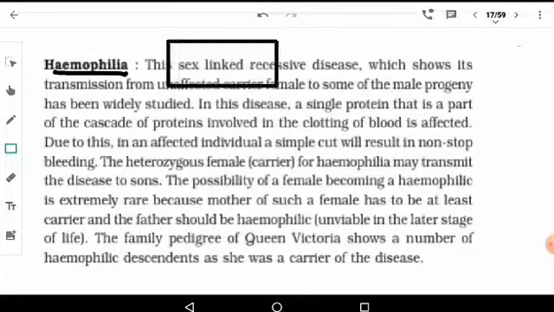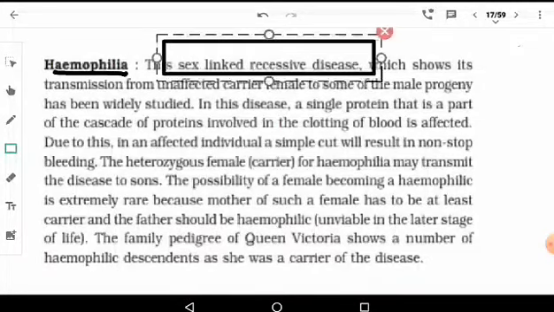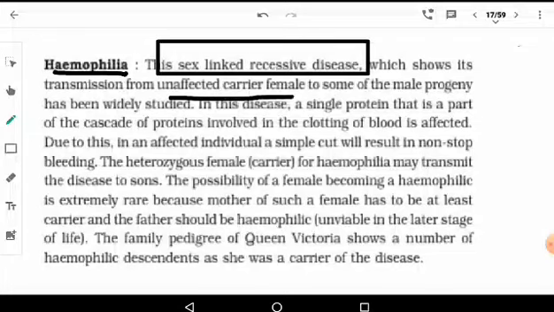So the first thing here, you can see it is a sex-linked recessive disease. Now, why is it a sex-linked recessive disease? Because the females in the parental generation are going to be carriers for the disease, and they are going to carry this disease to the male progeny in the next generation. That is what is given over here. This is NCERT's portion. So if you haven't underlined anything, you can make a mark of these important points. Its transmission from an unaffected carrier female, that is important, to some of the male progeny. That is what is happening in the case of hemophilia.